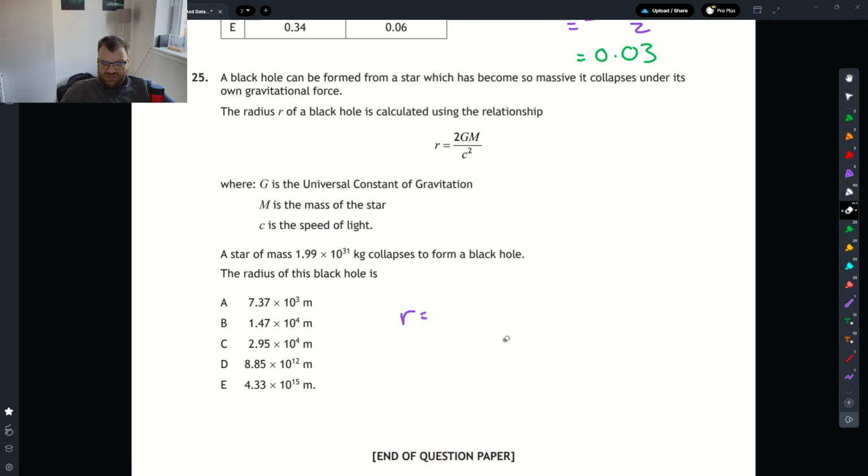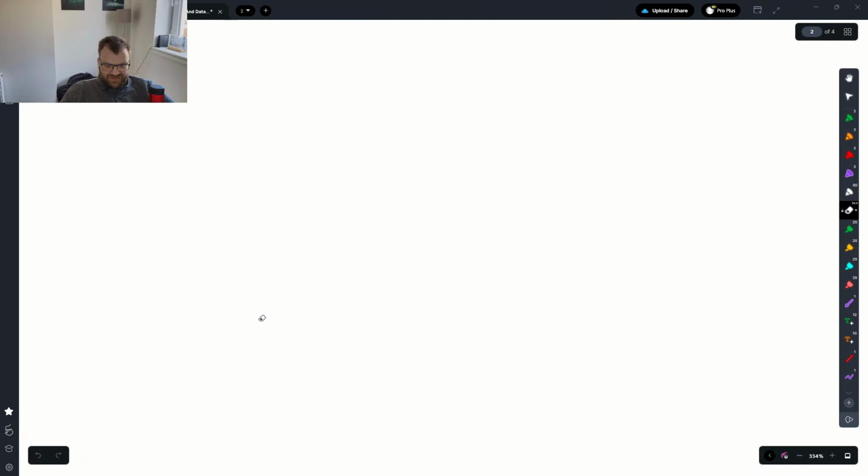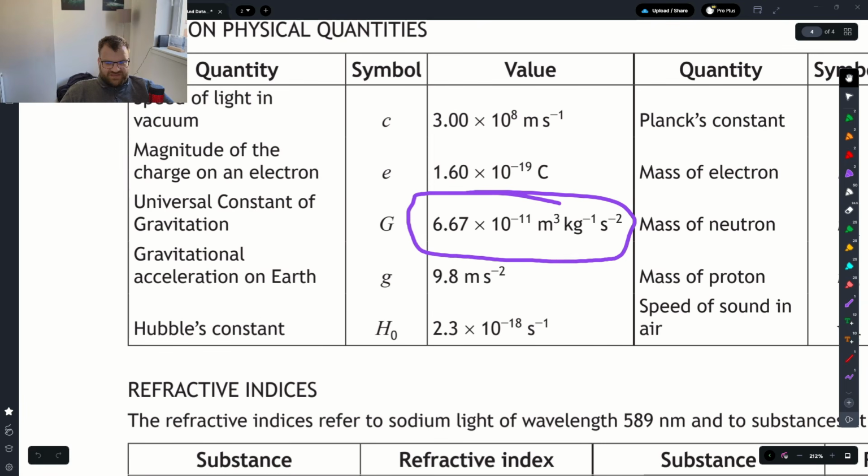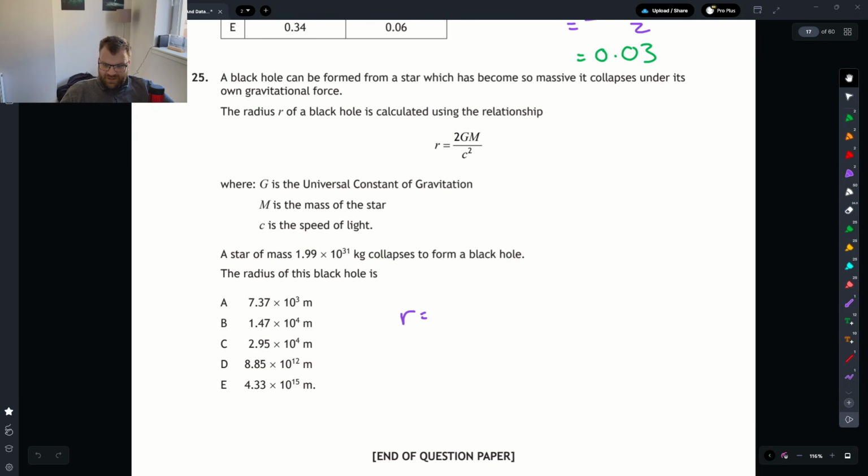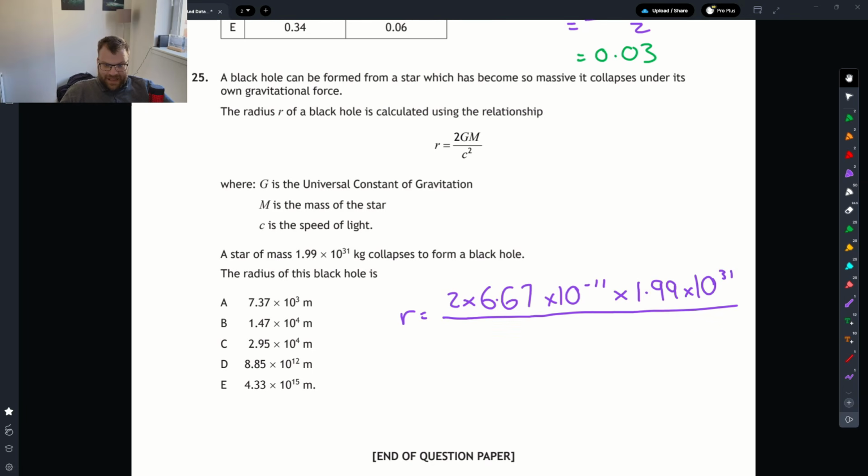What's going to be 2 times the universal constant of gravitation. That's in the data sheet. So we have to include 6.67 times 10 to the minus 11. And it's 2 of them. Then M is the mass. So that's the 1.99 times 10 to the 31. And then speed of light is just going to be 3 times 10 to the power of 8, which we need to square. And then the calculator takes care of it. 29496. Round that, 2.95 times 10 to the power of 4 meters, so C.